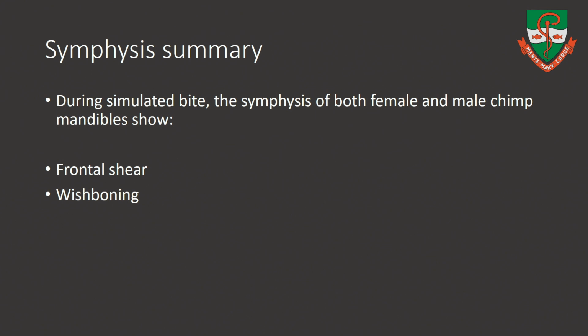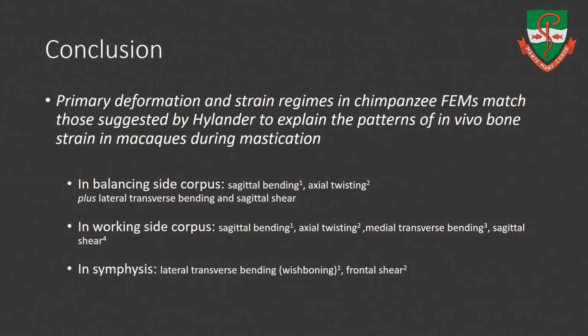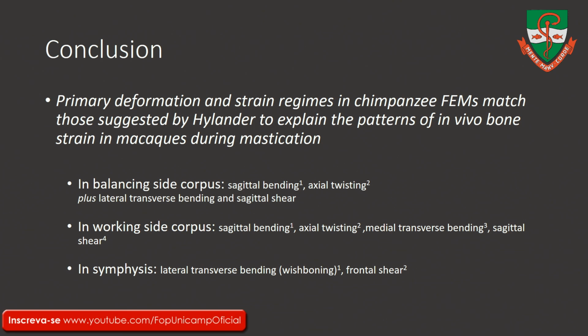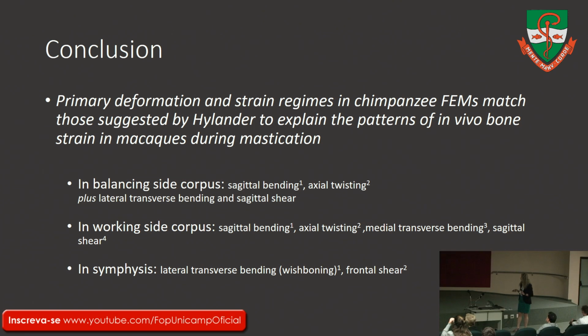So, to summarize what we see at the symphysis, we do see frontal shear and also wishboning. In conclusion, the primary deformation and strain regimes in the chimpanzee FE models do generally match most of the predictions by Hylander to explain the patterns of in vivo bone strain in macaques during mastication.